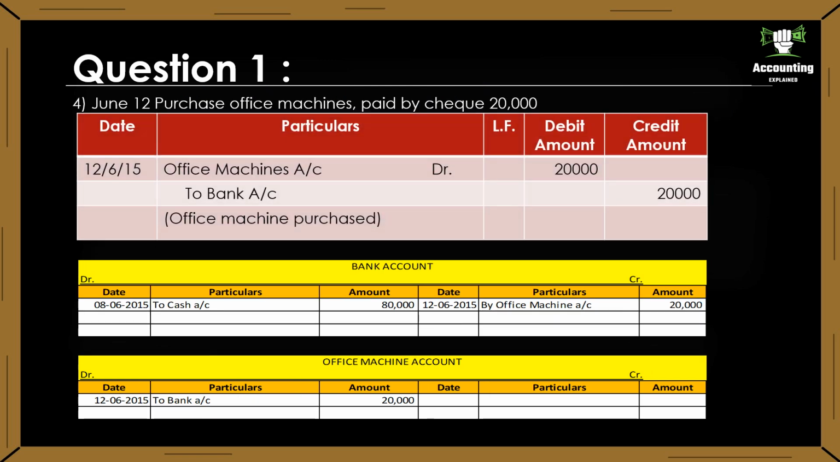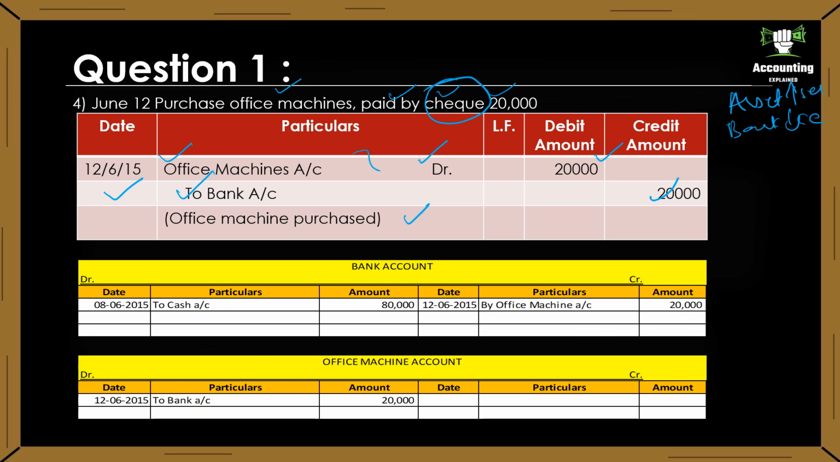On June 12, purchased office machines, paid by check, rupees 20,000. When you buy machines for the office, then they are an asset. When the asset increases, you have to debit it. So on 12th June 15, office machines account debit, and you have paid by check. That means your bank is going to decrease. Bank decrease means asset decrease. Asset decrease means credit to bank account 20,000 rupees. Office machines purchased.